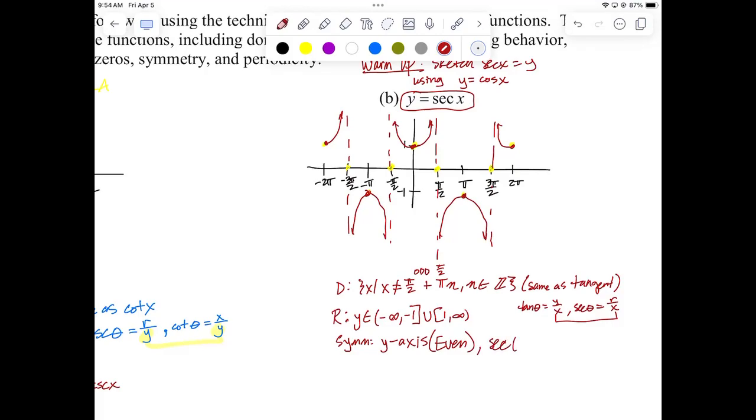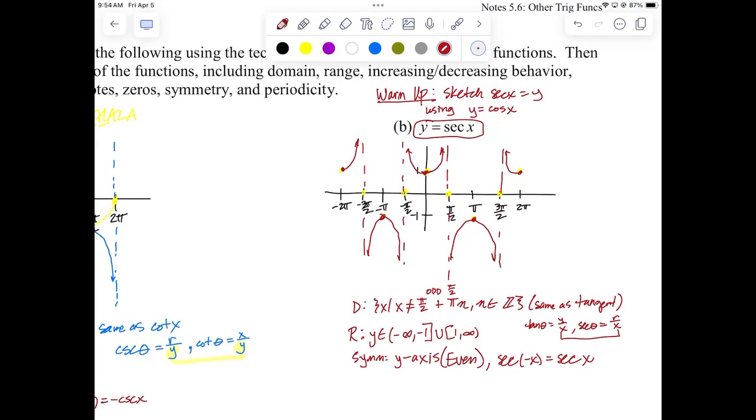Secant of negative x is the same as what? Bring it out front or forget about it? Forget about it. There's only one other trig function that was even. Do you remember which one it was? Cosine, the one that we used to obtain this one, right? If you draw those yellow dots and connect them, it's cosine. Cosine is the only other one that's even.